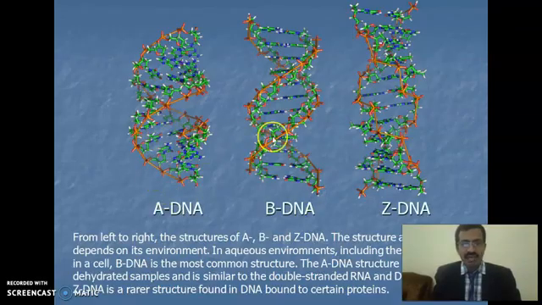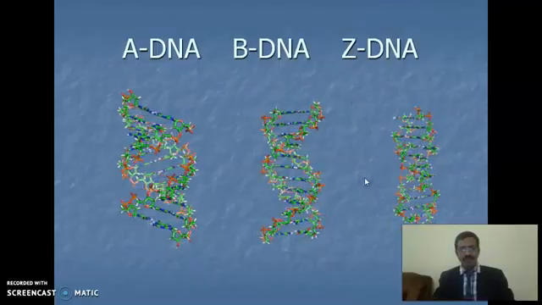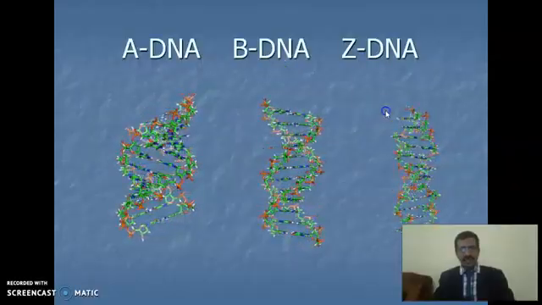And now we see three different types of DNA: A-DNA, B-DNA, and Z-DNA. Left to right, A-DNA, B-DNA, and Z-DNA. We see the most common form of DNA is B-DNA, which is observed in organisms, but occasionally we can find A-DNA. It is a dehydrated form of B-DNA. And Z-DNA, here we see its strands are observed in a zigzag manner. Now we see the graphical pictures of A-DNA, B-DNA, and Z-DNA.